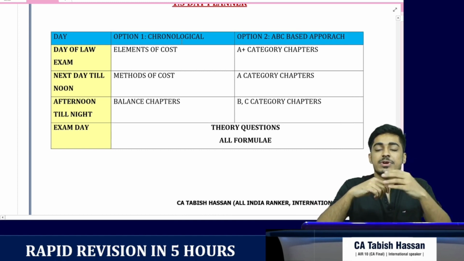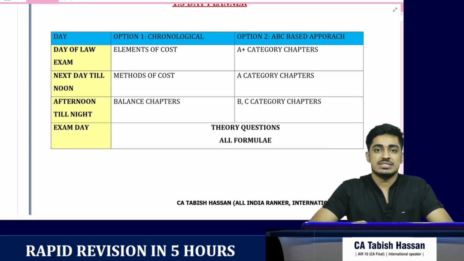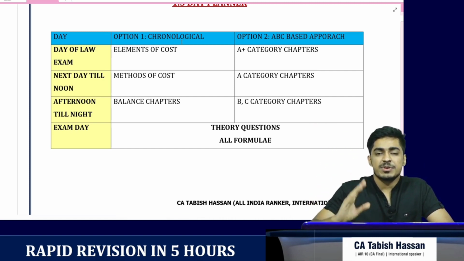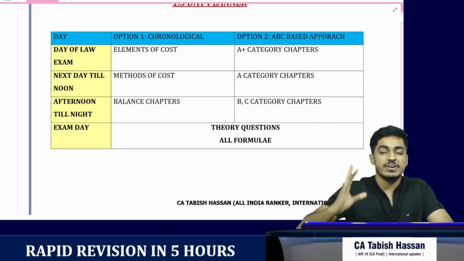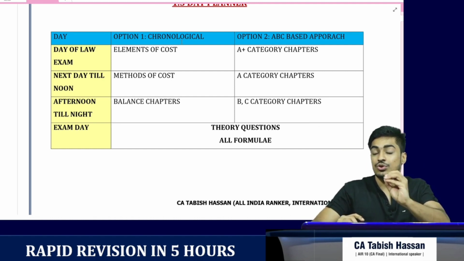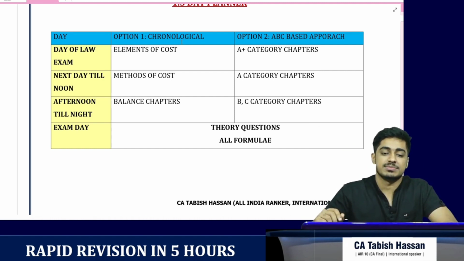Okay, some students prefer to study topics on a chronological basis, and the other students, they may prefer studying based on the categorization, the weightage, ABC categorization. Okay, both are perfectly fine, but ensure you don't miss out on your A plus and A category chapters.